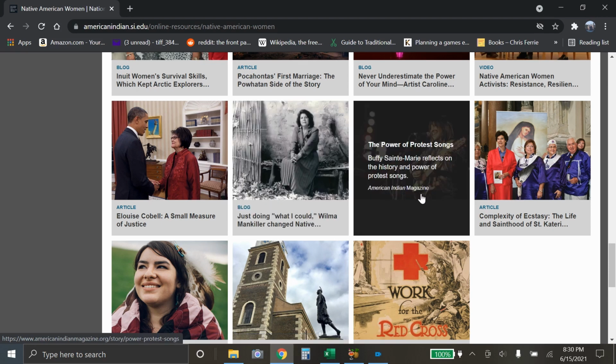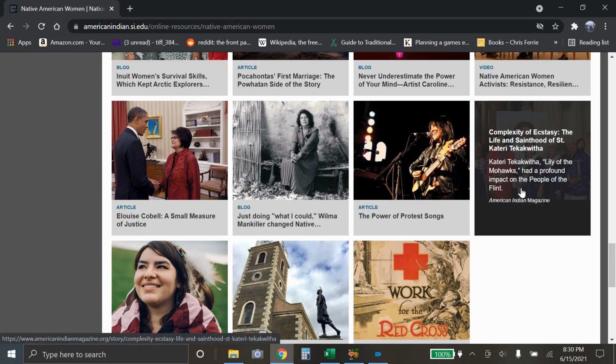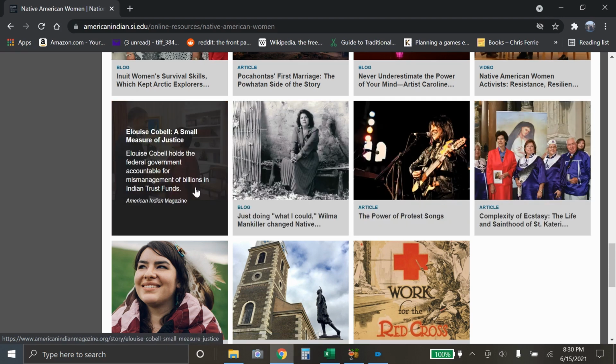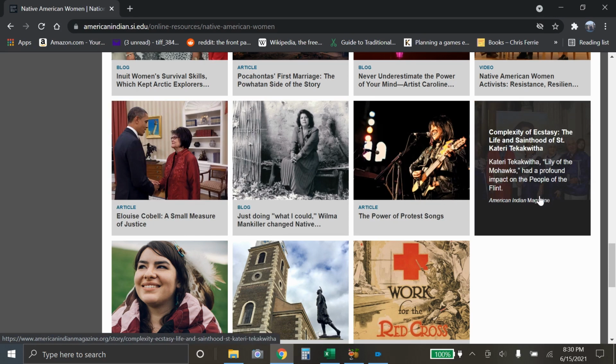That's a blog. The Power of Protest Songs. So this looks like an article on a Native American singer, I'm assuming. And then here's another article, Complexity of Ecstasy, the life and sainthood of Saint, I'm so not trying to pronounce that, the Lily of the Mohawks. And the Impact of the People of Flint. So I'm guessing this is in Michigan.